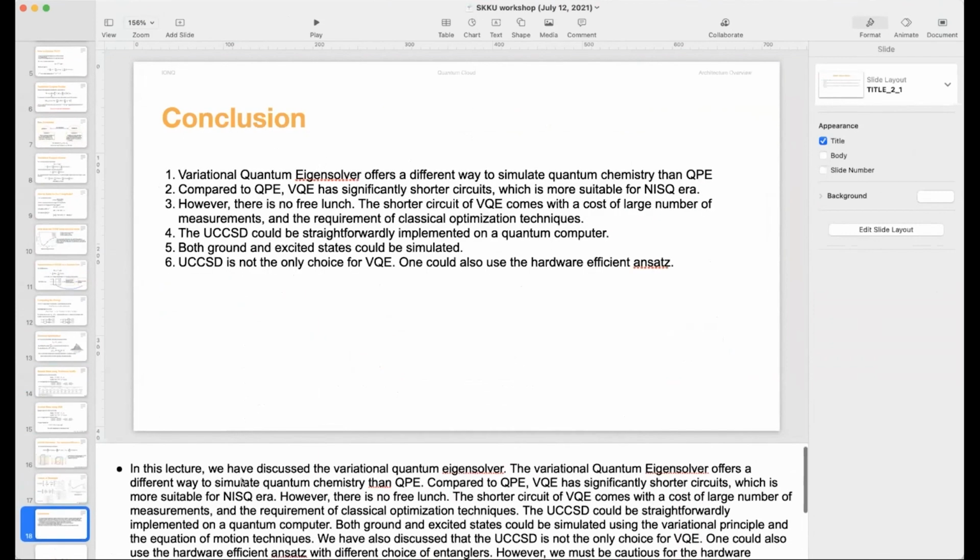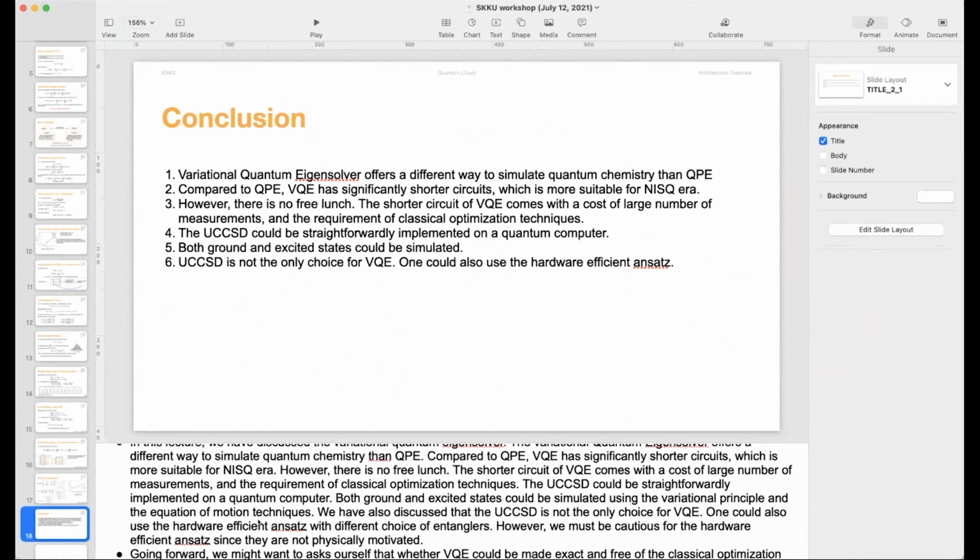Okay, so in this lecture, we have discussed the variational quantum eigensolver. The variational quantum eigensolver offers a different way to simulate quantum chemistry than QPE. Compared to QPE, VQE has significantly shorter circuits, which is more suitable for the near-term era. However, there is no free lunch. The short circuits of VQE come at the cost of a large number of measurements and the requirement for classical optimization techniques. In terms of the approximate wave function ansatz, the unitary coupled cluster with singles and doubles could be straightforwardly implemented on a quantum computer, and both ground and excited states could be simulated using the variational principle and the equation of motion techniques.